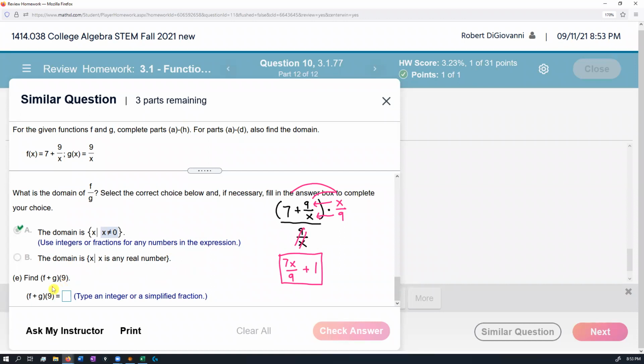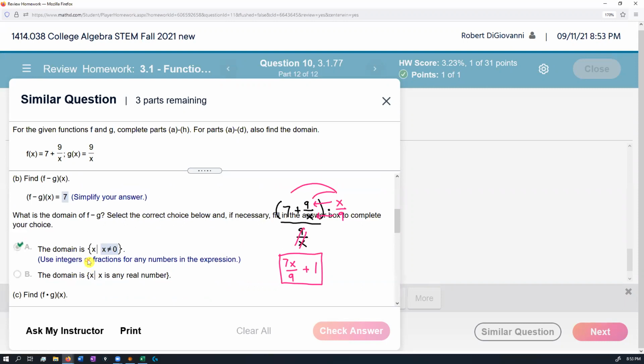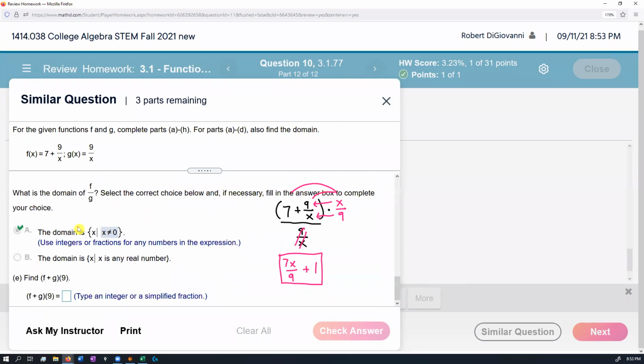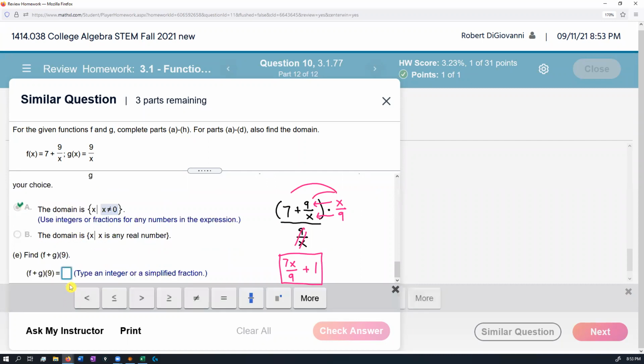Now we want to know what is f plus g of 9. So that just means go back up to what f plus g was. That was the very first problem. And plug 9 in here. So 18 divided by 9 is 2. And 2 plus 7 is 9. So we should get 9.